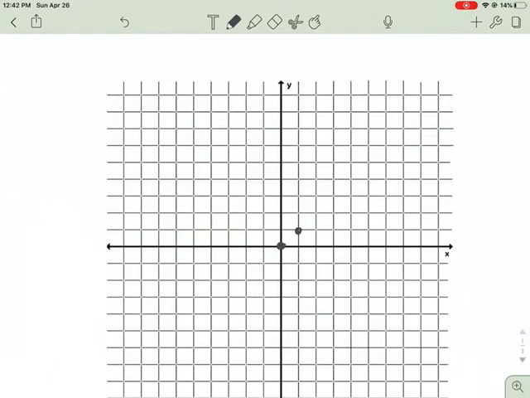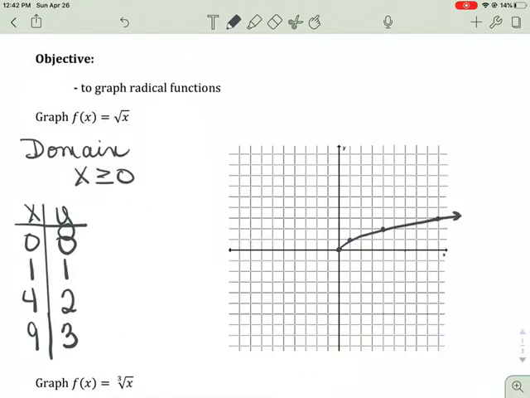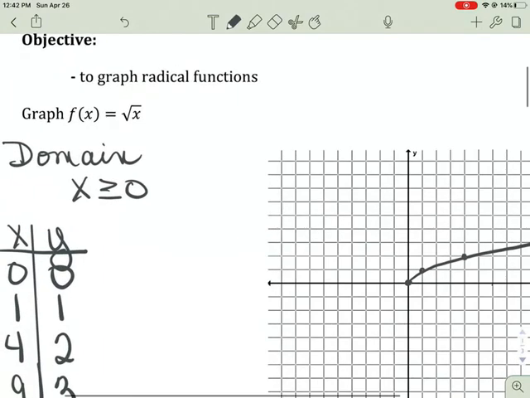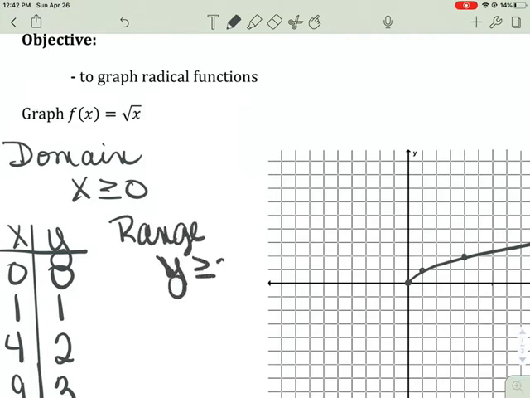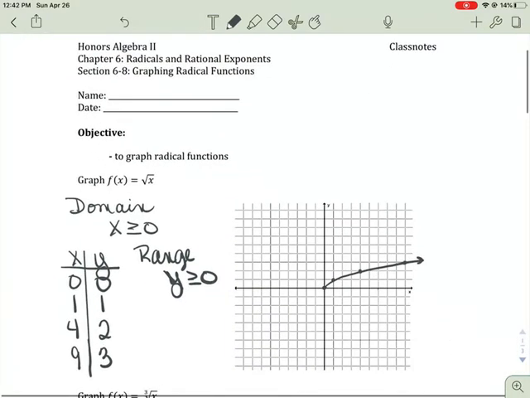Okay, so 0, 0, 1, 1. Okay, 4, 2. 9, 3. Okay, and then we're going to connect our dots. All right, so if we take a look at that, our graph is only in quadrant 1. Our solutions are only positive numbers, which means that our range as well has to be greater than or equal to 0. Okay, so there's our square root function.